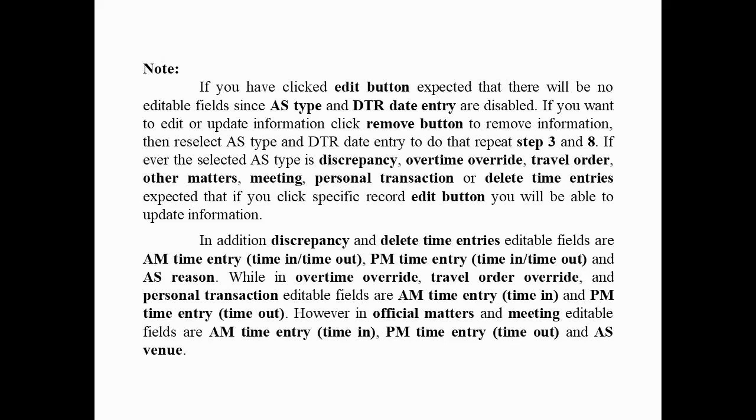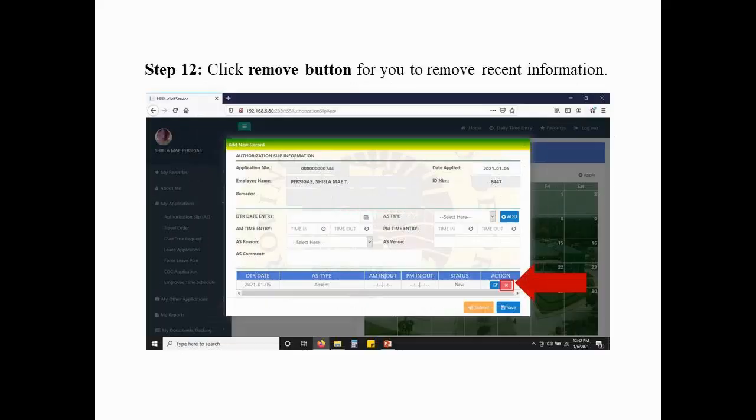While in overtime override, travel order override, and personal transaction, editable fields are AM time entry, time in, and PM time entry, time out. However, in official matters and meeting, editable fields are AM time entry, time in, PM time entry, time out, and AS venue.